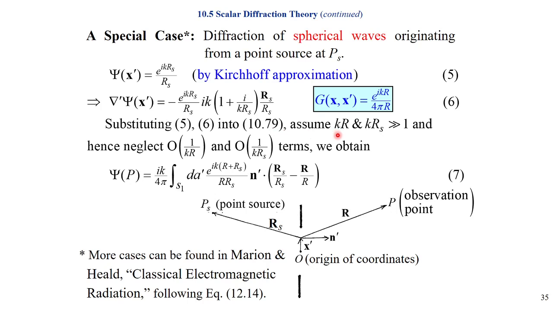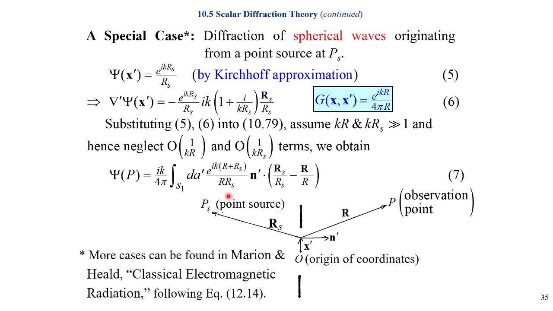And assume that kr and krs are much greater than 1, which means the observer and source are very far, in wavelength terms. k is 2 pi over lambda. That means r is greater than lambda, and rs is greater than lambda. Okay? We obtain this one and neglect higher order terms. Okay? So we got this one.